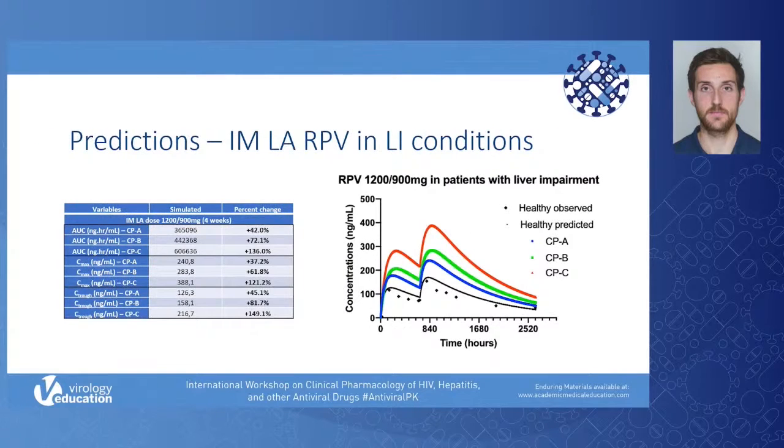The same intramuscular regimen was evaluated in the three Child-Pugh classifications. The simulated AUC, Cmax, and Ctrough were listed in the table on the left, and the PK profiles are presented on the right. The black dots represent the healthy observed data, and the black line the healthy simulated profile mentioned in the previous slide. The mean concentration in Child-Pugh A, B, and C classification are represented by the blue, green, and red lines respectively. The percent changes of AUC, Cmax, and Ctrough were reported in the table for the three different liver impairment classifications, and we can observe a general increase of 40% in A classification, around 70% in B classification, and between 120 and 150% in C classification.